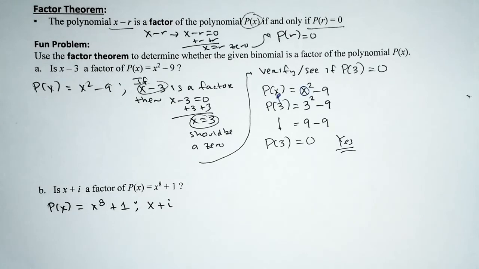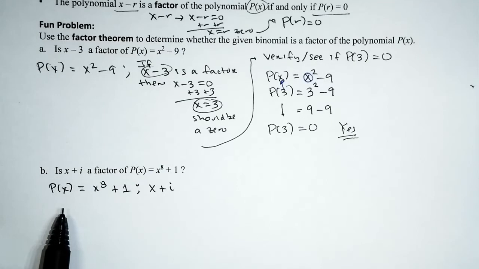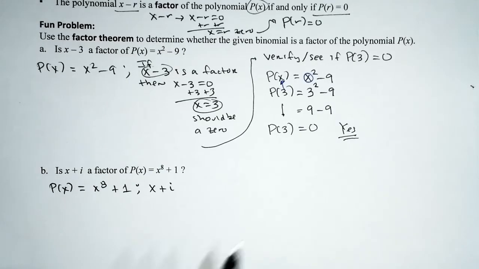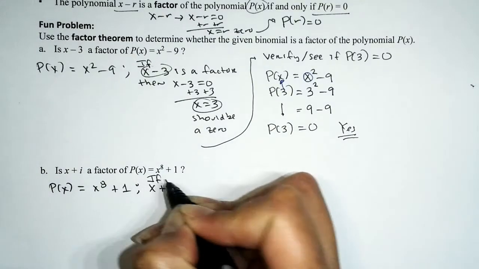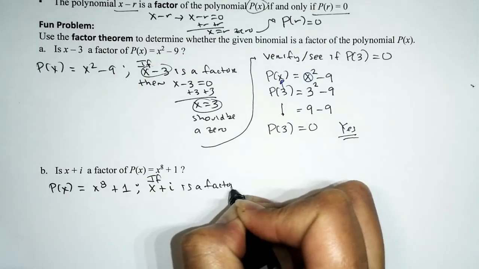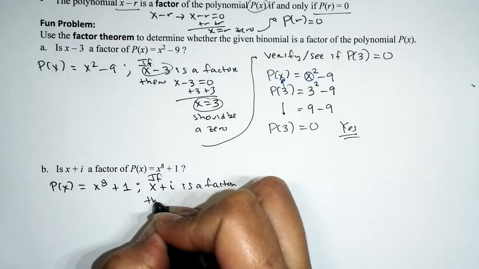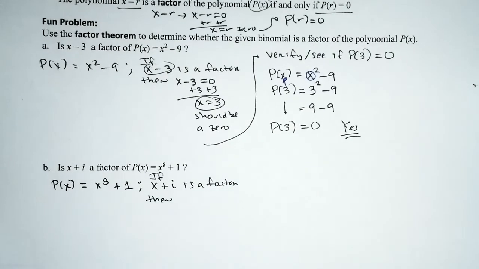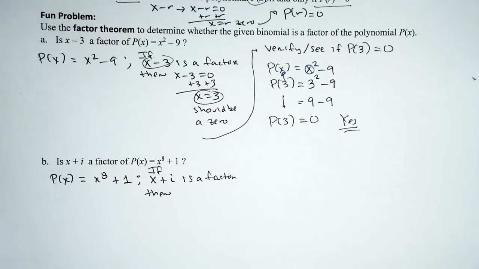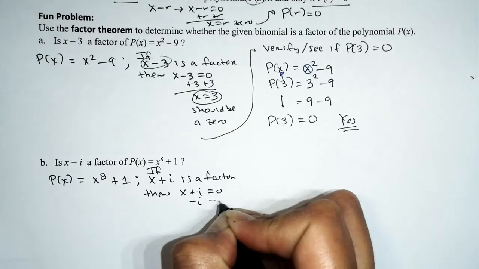To make that call, we're going to use the factor theorem, and we're going to follow the same speech. So if x plus i is a factor of the polynomial, what would have to hold true? If x plus i is a factor, then what would have to be the corresponding 0? I know you can do it in your head, but you know me, I'm showing my work. So let's set that equal to 0, and then we'll solve for x.